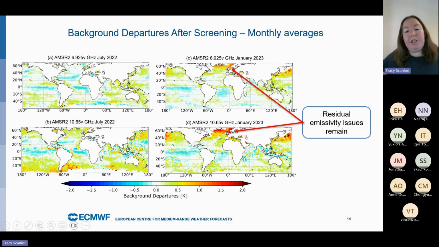And you'll see in a moment, these actually translate into our skin temperature increments, but unfortunately, there's not much we can do at this moment about addressing these issues.